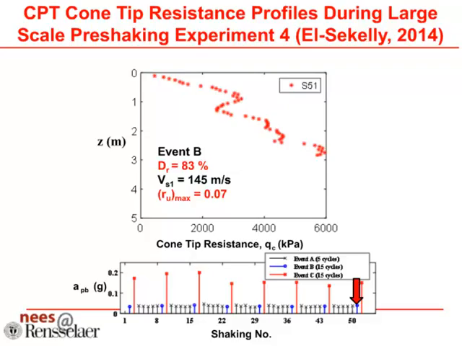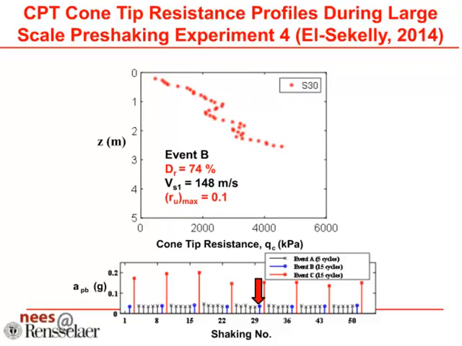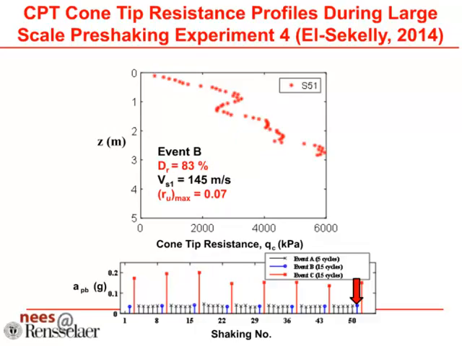Also, the relative density has increased. I forgot to point that out, it initially started with something like 36 or 40%. It ended up with about 83% in terms of relative density. So relative density and CPT both seem to be increasing substantially as we do the shaking. Shear wave velocity wasn't really reflecting that as we go.